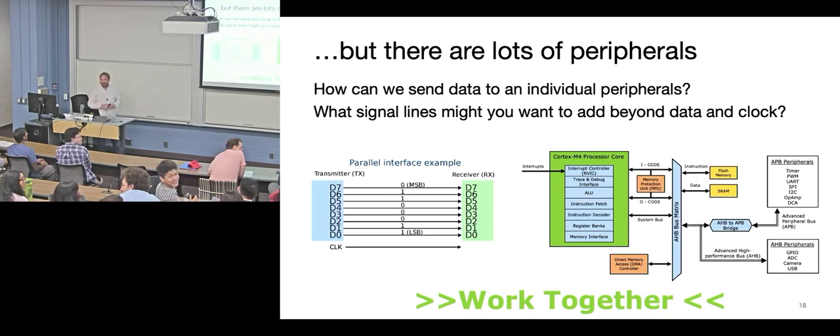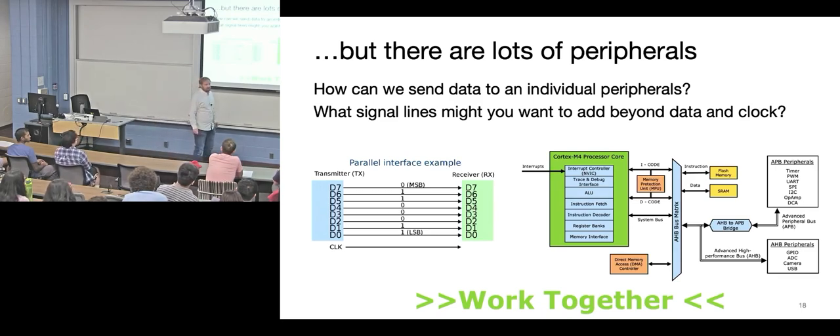You've got to know when the data is ready too. All right, what do people think? What other control signals or lines do we need to make an effective bus system? Which peripheral you want to choose. Okay, so it's true. We just talked about transmitter and receiver, but you could have them bidirectional, so you'd need some way of saying which direction the data should go. That's good.